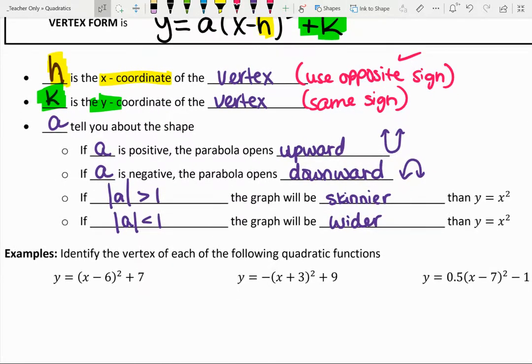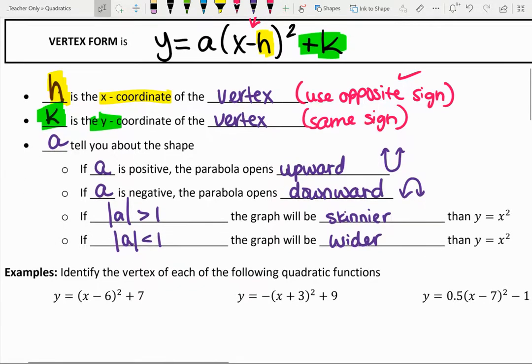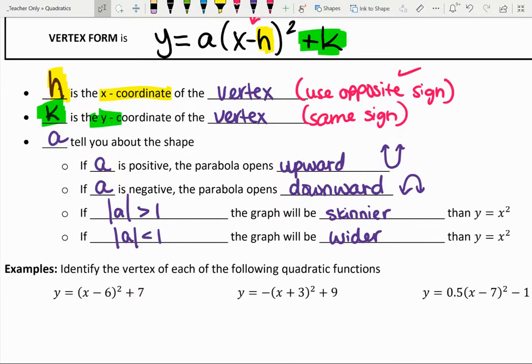So just like last week, and the week before too, we're going to practice using this form to make a graph and talk about all those key features that have become so important here. Some first examples: we want to identify the vertex of each of the following quadratic functions. And notice that the A value doesn't impact the vertex at all. All we look at are the H values and the K values.